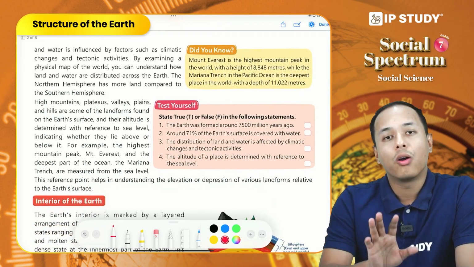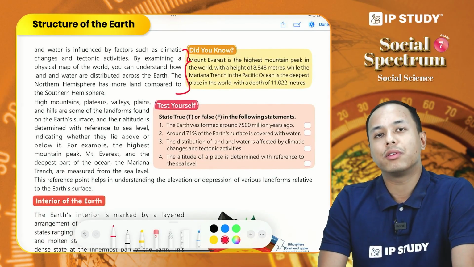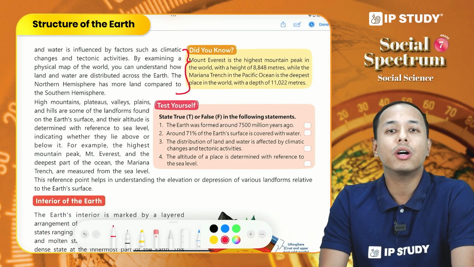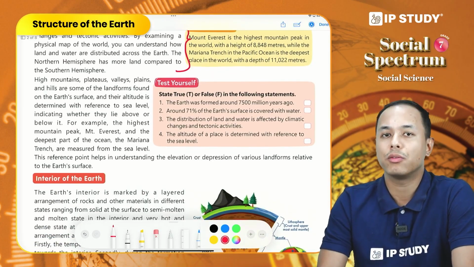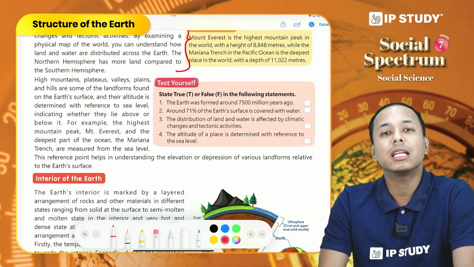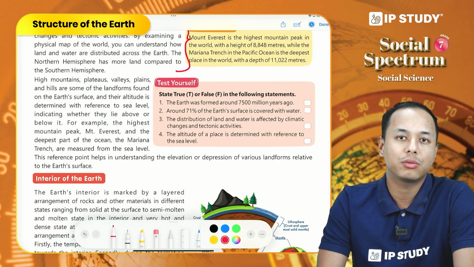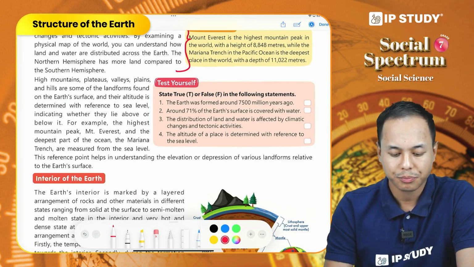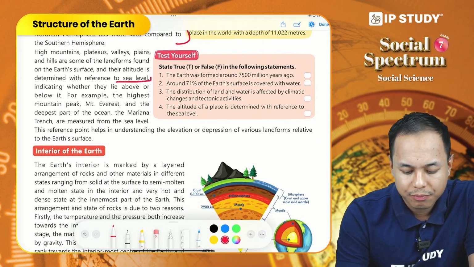We can also examine the physical map of the world to know this distribution of land and water. When we see the physical map of the world, we can see that there is a larger portion of land in the northern hemisphere in comparison to the southern hemisphere. So now let us see the concept of sea level.